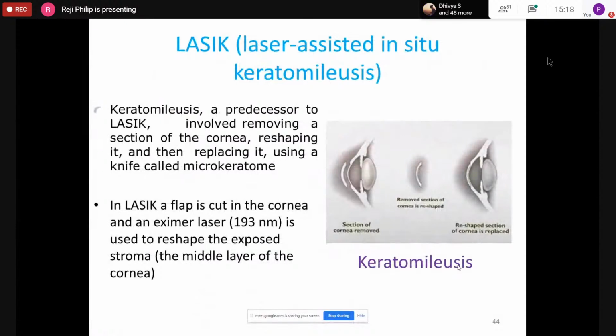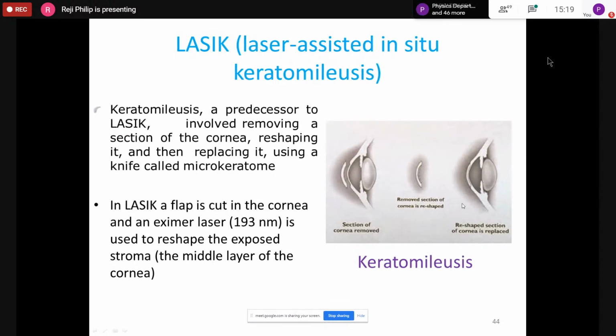Then another example of laser treatment in laser plasma treatment is LASIK, which is laser-assisted in situ keratomileusis. So originally keratomileusis is a predecessor to LASIK. This involved removing a section of the cornea, shaping it, and then putting it back. So this process was done using a knife, which is called a microkeratome. However, now this is much easier, because in LASIK you use a laser and a flap is cut in the cornea, and an excimer laser is used to reshape the exposed stroma. So stroma is the middle layer of the cornea.